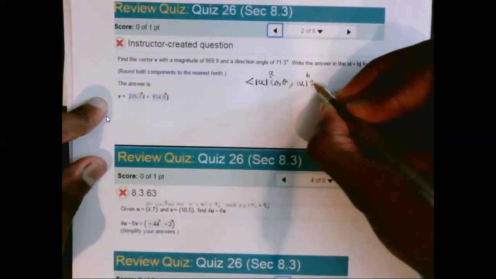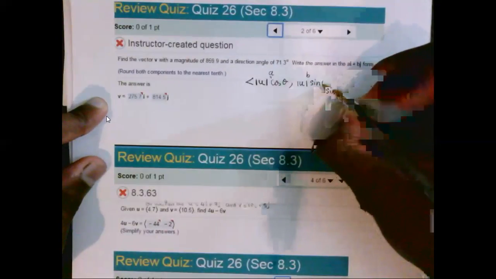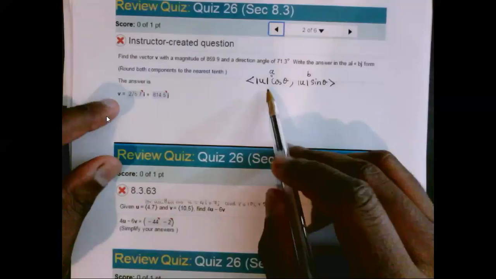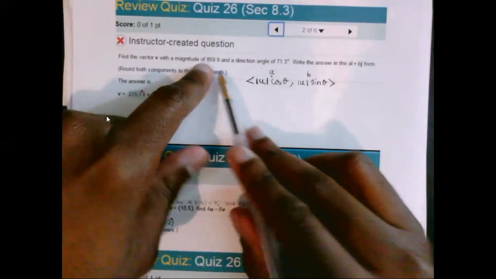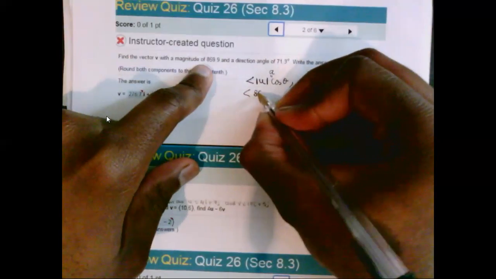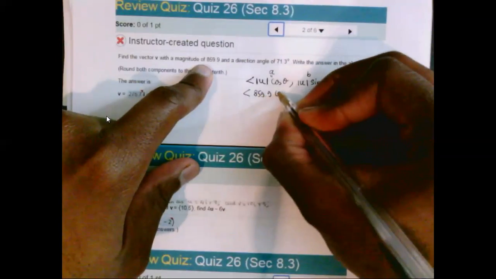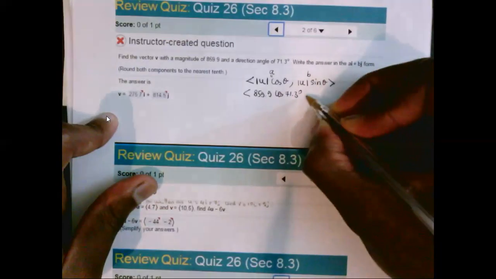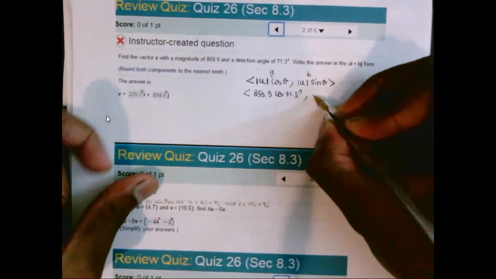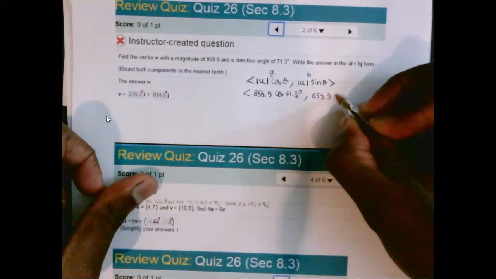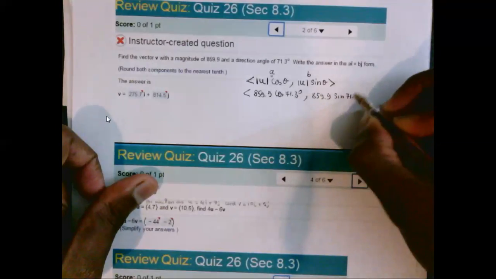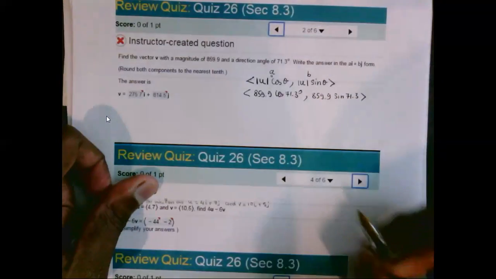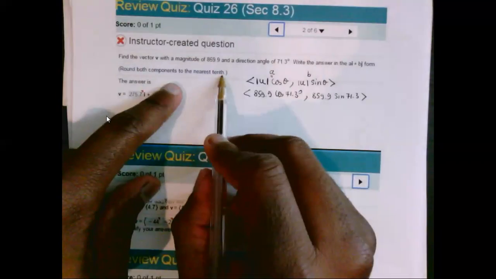So what we can do, we know that the magnitude, or the norm, is equal to 859.9 cosine of theta. Theta is 71.3 degrees, and then the other one is 859.9 sine of 71.3, like that. Now we plug that in the calculator and round to the nearest tenth. So we do that really fast.